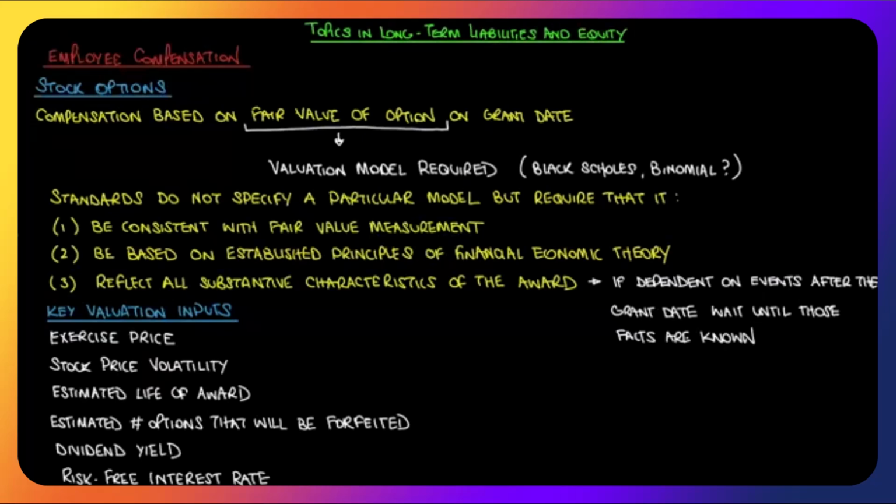There is no specific model that the standards require. Suggestions: Black-Scholes, binomial, any model that is widely accepted. That's all the standard is really trying to say. So it should be a model that is consistent with fair value measurement, is based on established principles of financial economic theory. That's where these come from. It should reflect all substantive characteristics of the award. So every factor that should play into the value of the stock option is taken into account. If there are factors that are yet unknown, wait until they are known before you come up with a valuation.